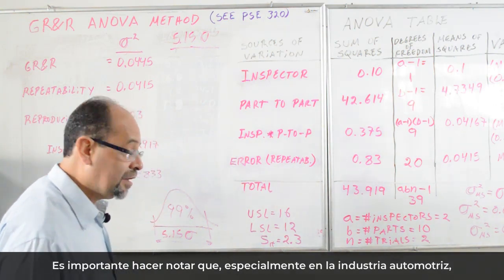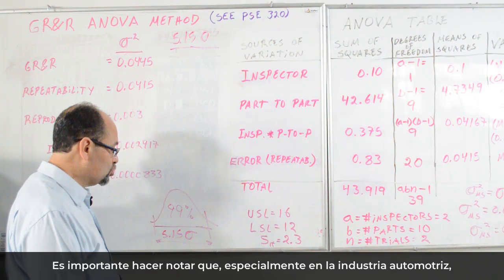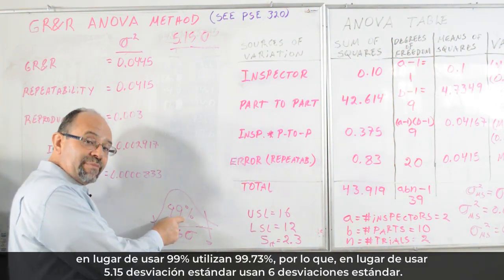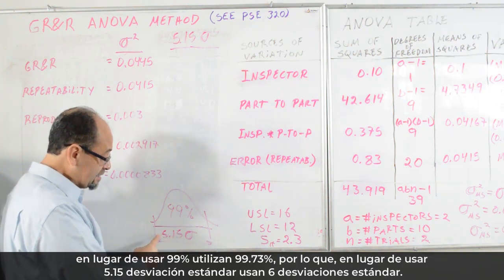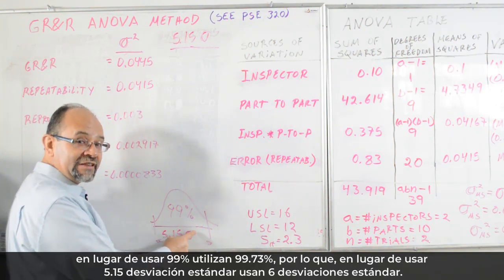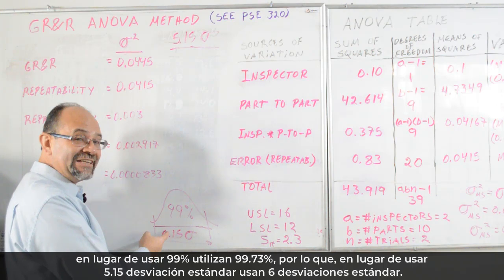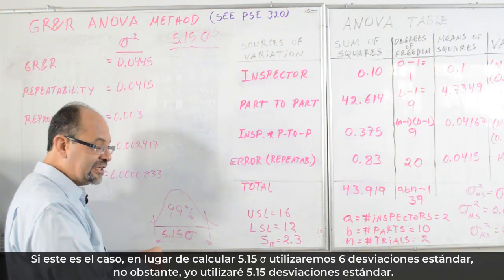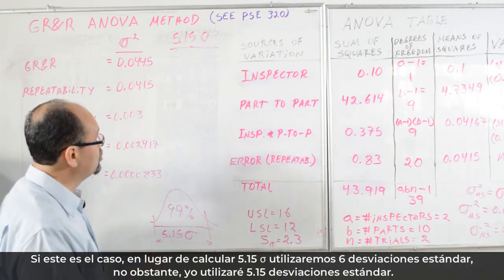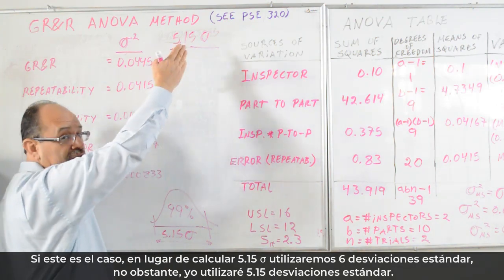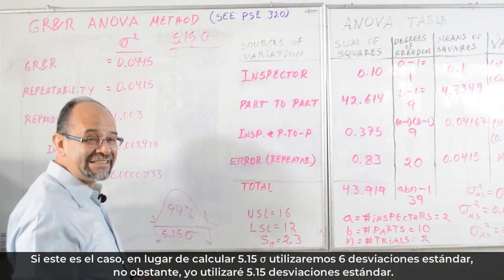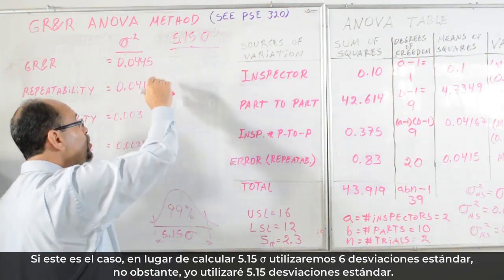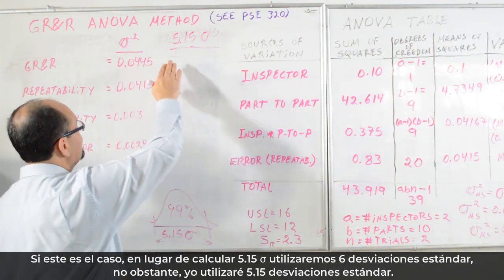Sometimes, especially in the automotive industry, instead of using 99%, they use 99.73%. Then, instead of using 5.15 standard deviations, they use 6 standard deviations. That is for the automotive industry. So under those situations, instead of 5.15, use 6 standard deviations. But I will use 5.15 standard deviations.